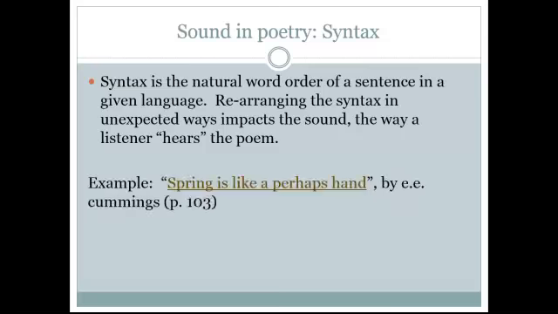So here's an example from E.E. Cummings, who is probably best known for rearranging syntax or the natural word order of a sentence. And when you first hear the title, it gets your attention in sometimes a startling way. Spring is like a perhaps hand. What the heck is a perhaps hand? It just sounds strange. So let's take a look.